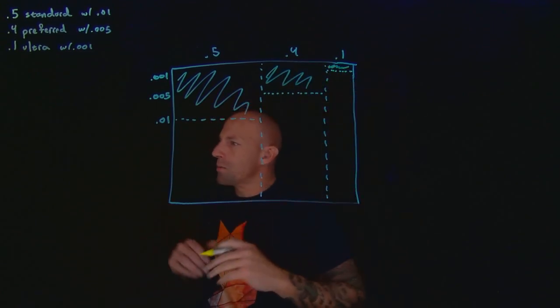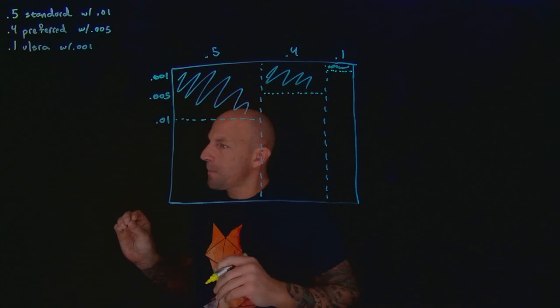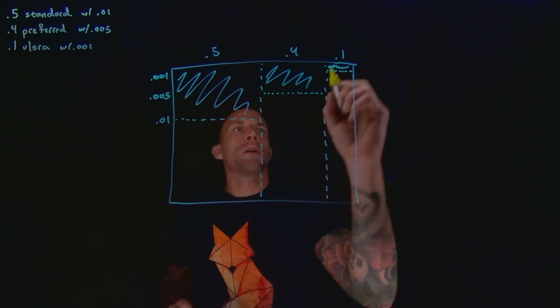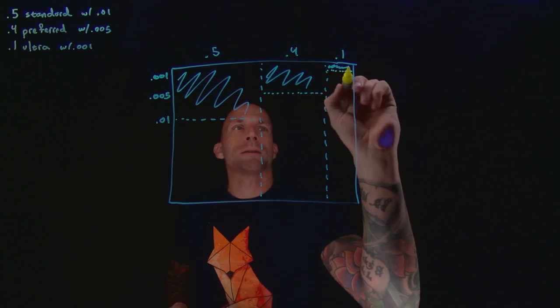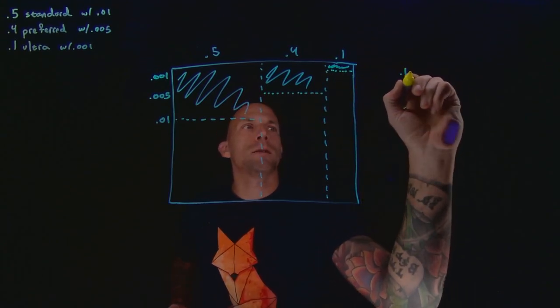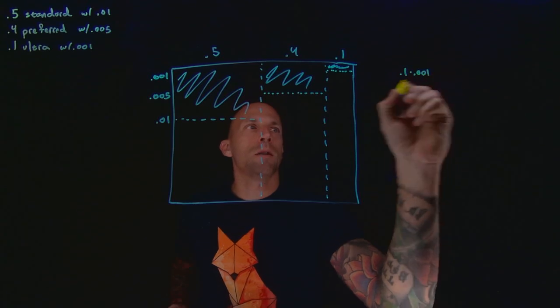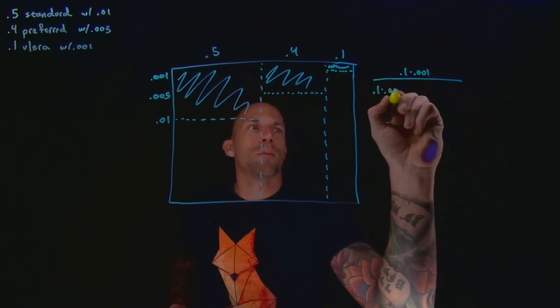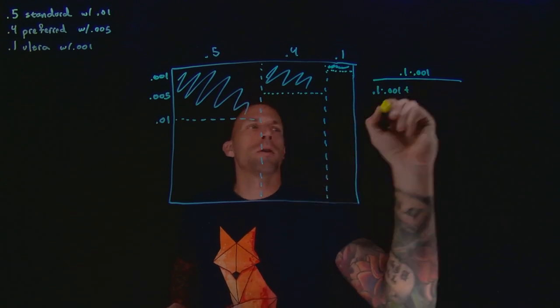And then the question we're asked is the probability that the deceased policyholder was an ultra preferred. So the ultra preferred box is this one right here. So we want 10% times 0.001 over the total possible number of ways that a policyholder could have died.